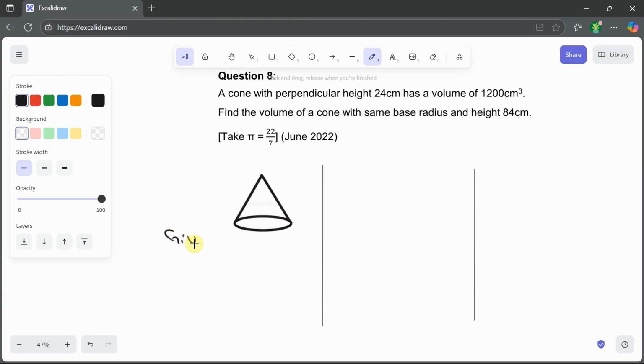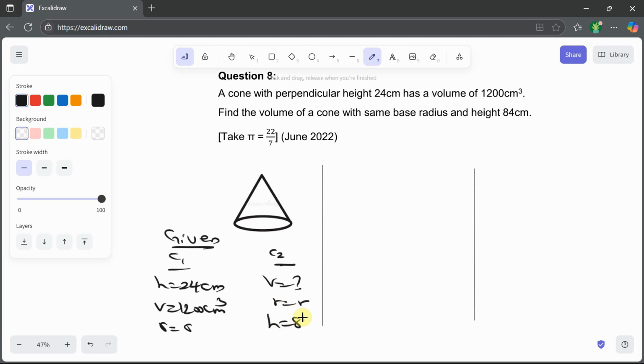We're given 2 cones, cone 1 and cone 2. For cone 1, the height is 24 centimeters and the volume is 1200 centimeters cubed. For cone 2, we're trying to find the volume. This one has a radius which we don't know yet, but they said it has the same radius as cone 1, so the radius is also r, but the height is 84 centimeters. And we're told to take pi to be 22 over 7.